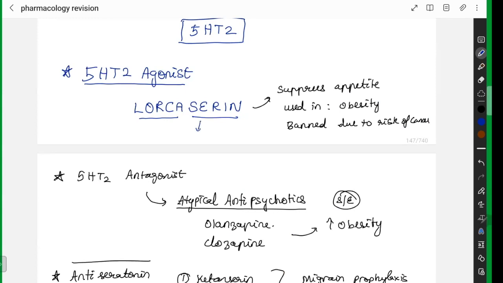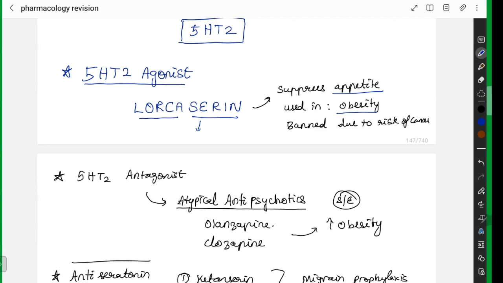Okay, this lorcaserin is going to suppress your appetite. Where did you use it? We use it in case of obesity. But what happened is this lorcaserin actually caused cancer. They are posing a risk of cancer, and that is the reason why we have now banned lorcaserin.